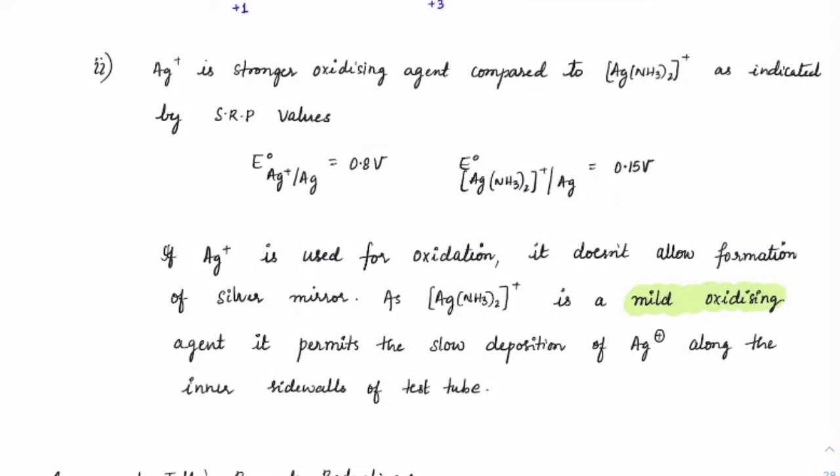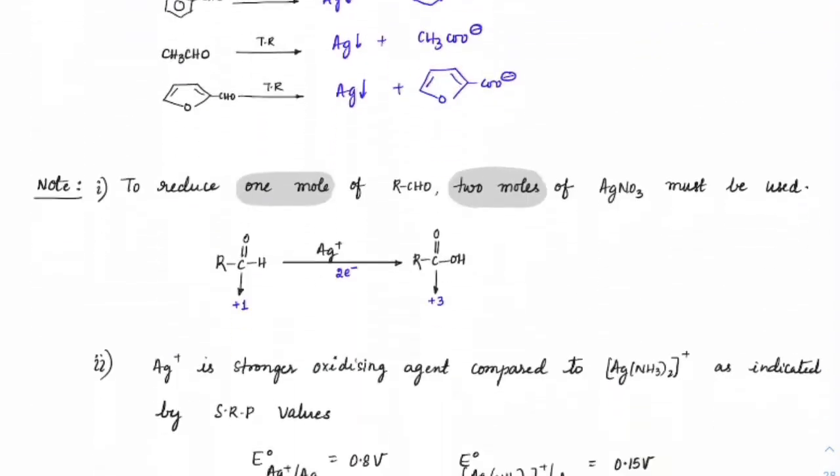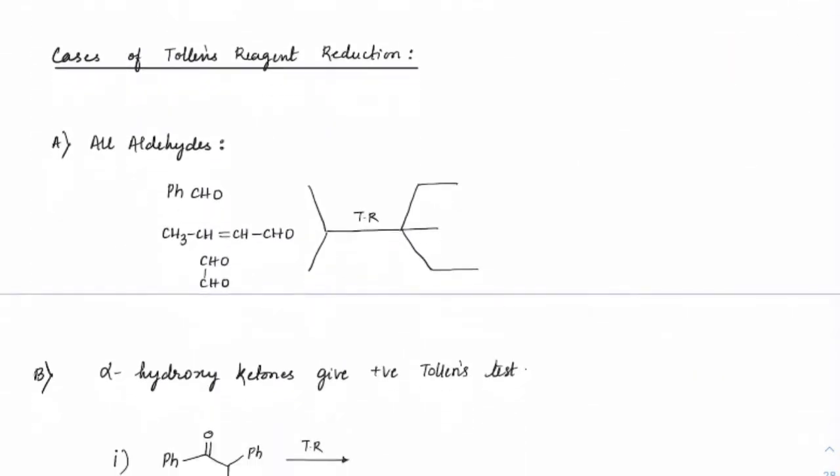So we do not take this, to make sure to observe the silver form. This is a mild oxidizing agent, and this would serve a better purpose as compared to only taking Ag plus salts. Okay. So I hope you understood that. What is the idea behind Tollens reagent?